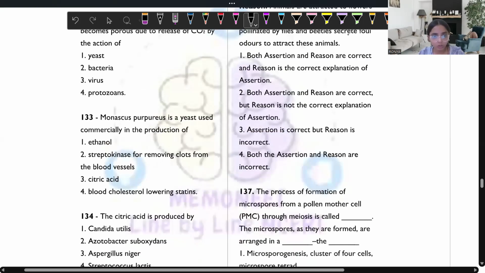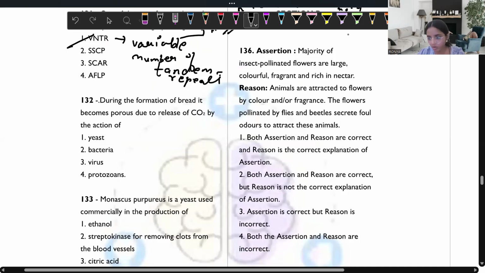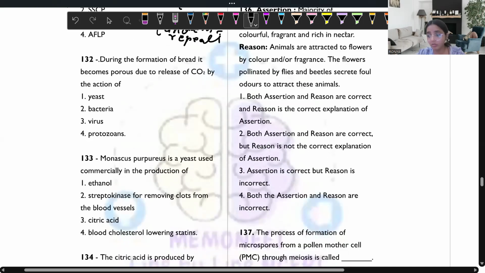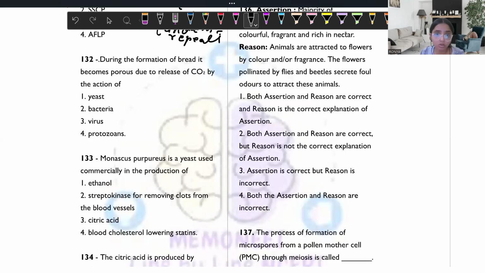Question number 132. It says, during formation of bread, it becomes porous due to release of carbon dioxide by the action of yeast. Baker's yeast, scientifically known as Saccharomyces cerevisiae.